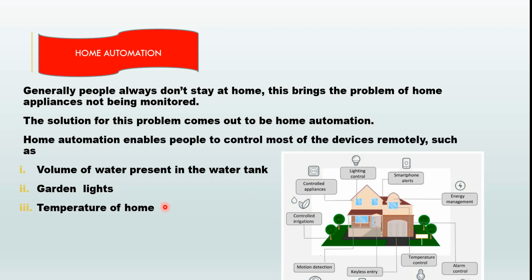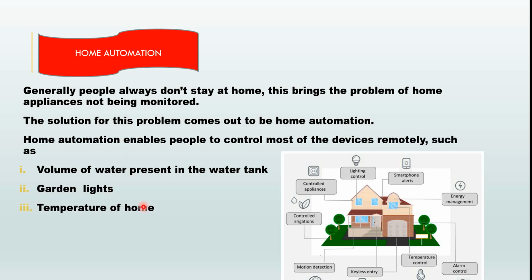In my project, I have done three things. First, a garden light control system, which enables and disables the garden light as per the requirement of day and night. Second, the volume of water present in the water tank, deciding whether the input valve has to be turned on or off based on how much water is present. Third, the temperature of the home, maintaining the room temperature by turning the heater and cooler on and off. These are the things included in this project.